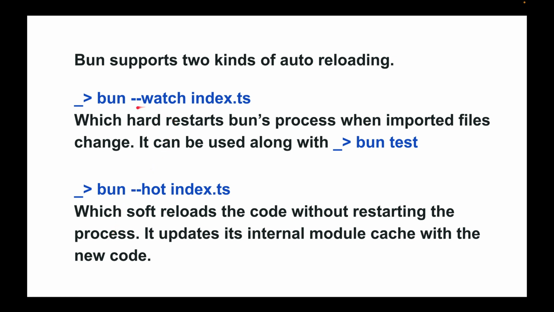During development, we will be using --watch, but we can use --hot whenever we want the front end not to flicker or restart the process. It quickly updates whatever changes we make in the code of Bun, and it updates the internal module cache with the new code whenever we use the hot flag.